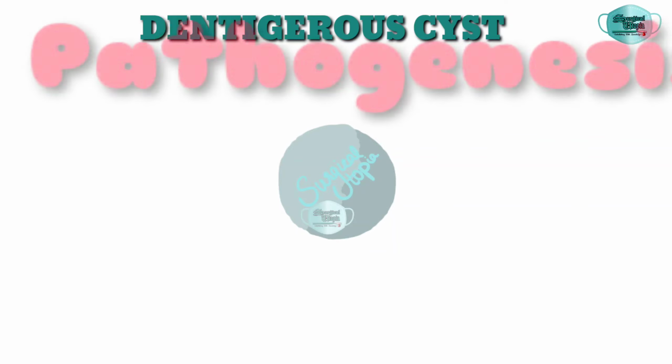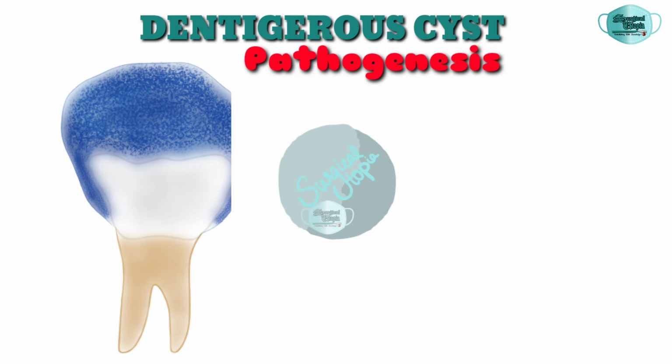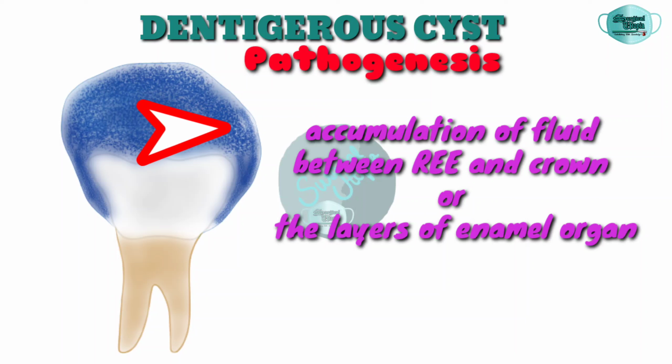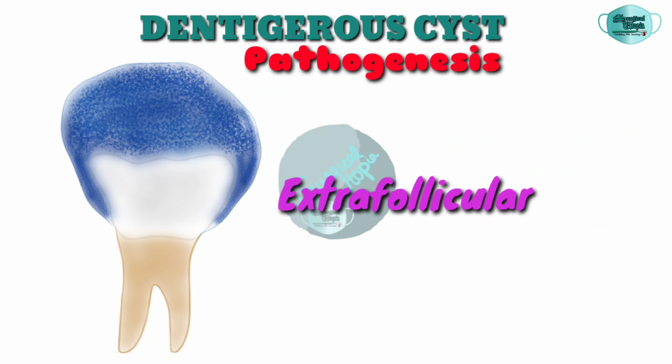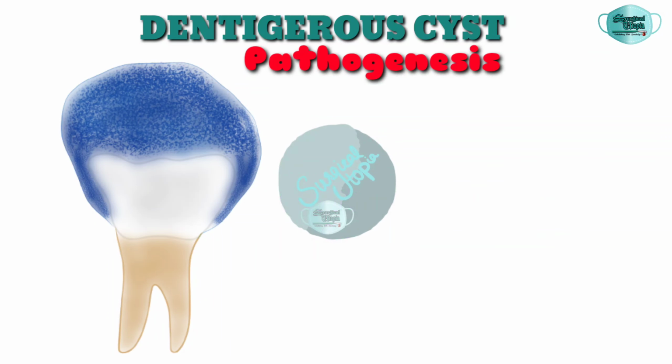Coming to the pathogenesis of dentigerous cyst, the pathogenesis is controversial, but it is believed that the accumulation of fluid either between the reduced enamel epithelium and enamel or in between the layers of enamel organ is the key to formation of dentigerous cyst. The dentigerous cyst may be either extrafollicular or intrafollicular in origin, and there are three possible mechanisms for the formation of dentigerous cyst.